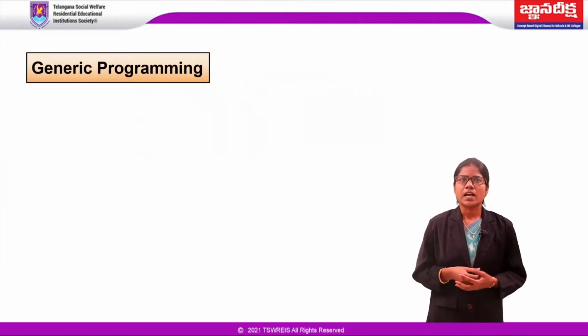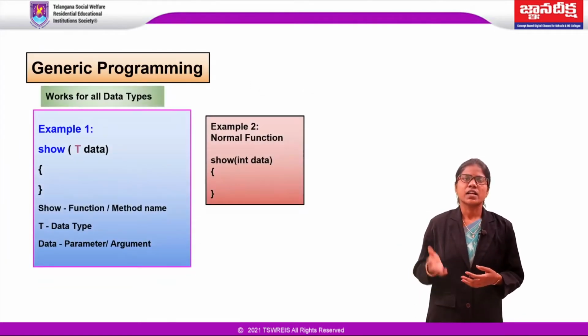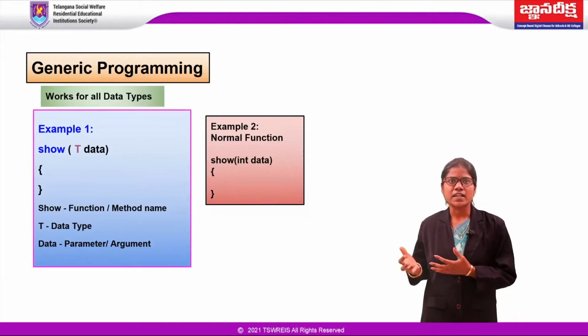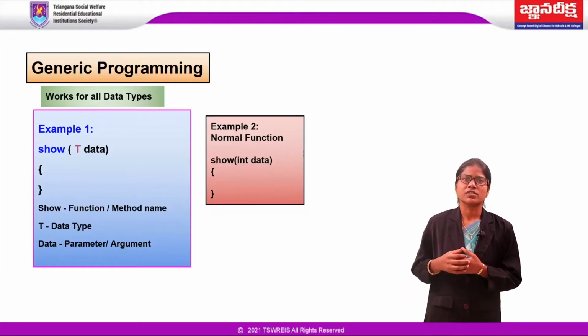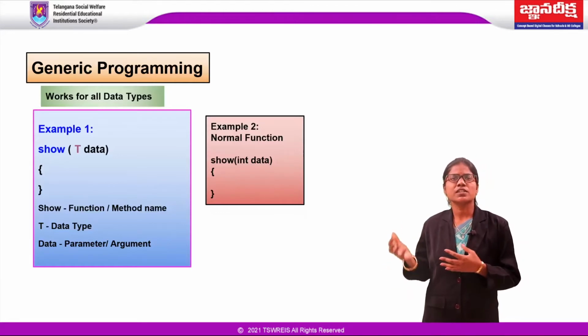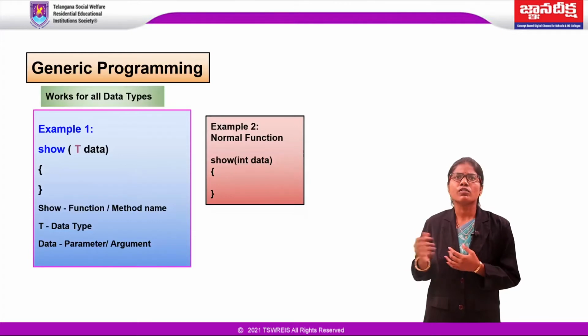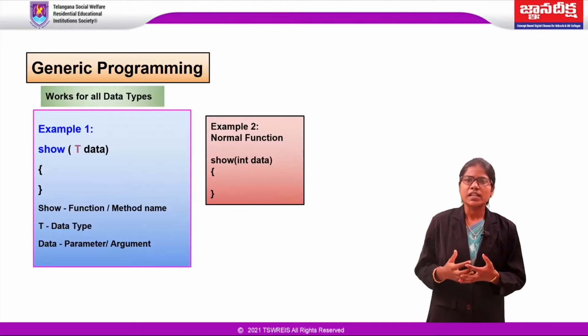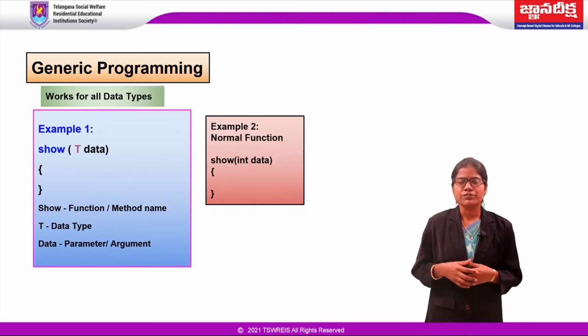Here you can observe the given examples. Example 2 is for normal function, in which we specify the data type in the function definition. This normal function accepts only one argument which is of type integer. So this only works for integer type of value.